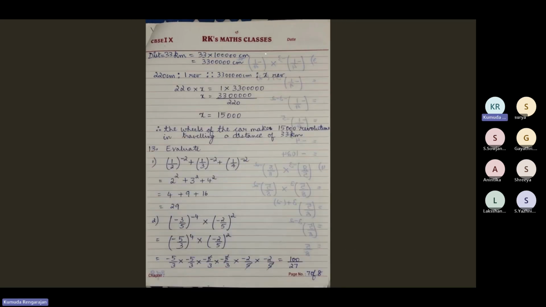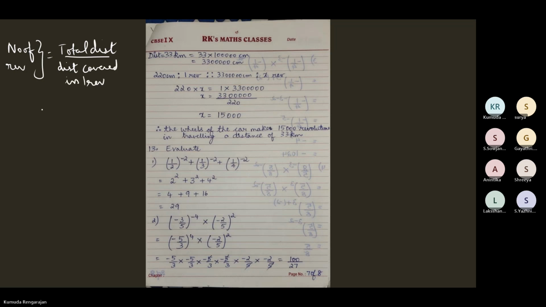You can also find the number of revolutions. Number of revolutions is equal to total distance by distance covered in one revolution. The total distance is 33 kilometers divided by the distance covered in one revolution, 220.